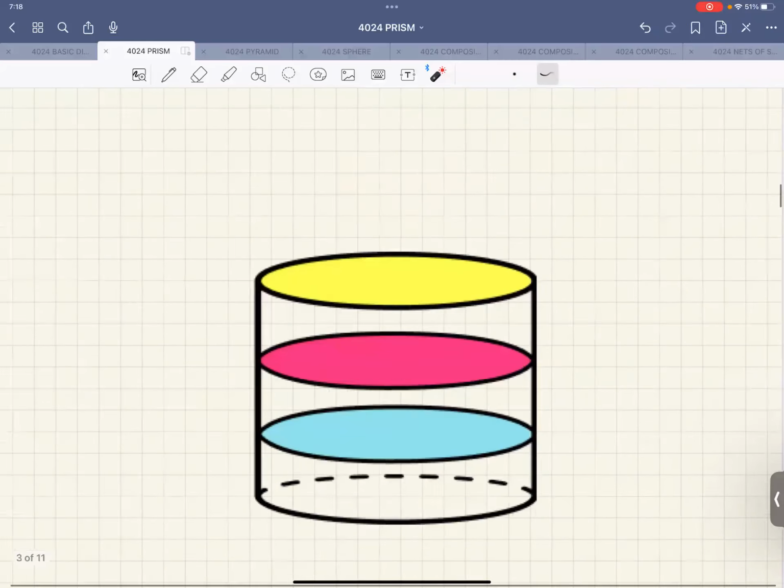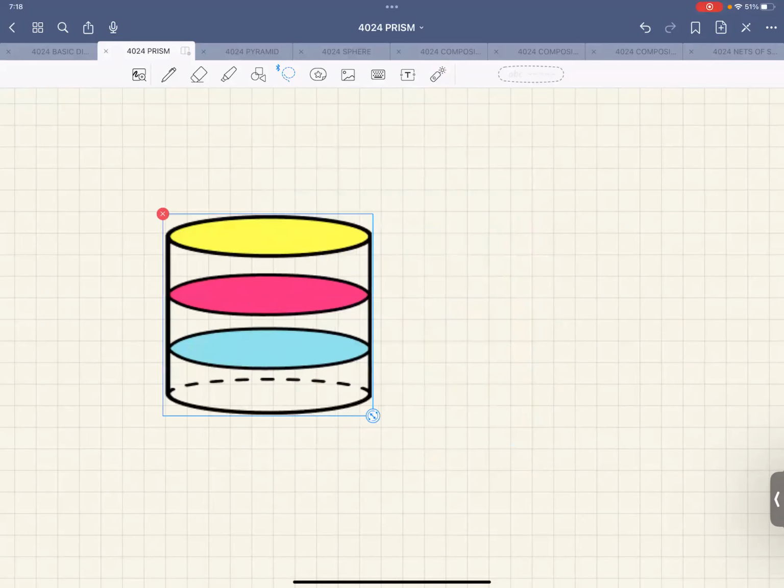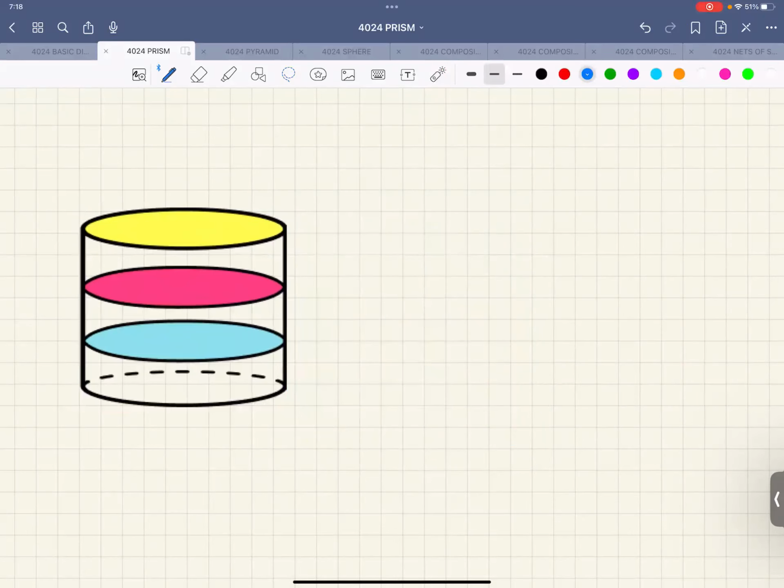Another diagram that we see. What is this? This is a cylinder. For our purposes, we will call it a prism. We will call it a circular prism. But in reality, a prism has straight edges, and there is a circular edge over here. Let's just call it a circular prism, which is popularly known as a cylinder.